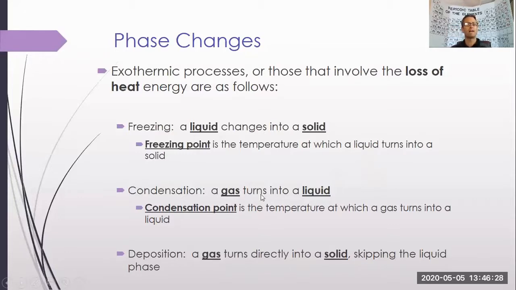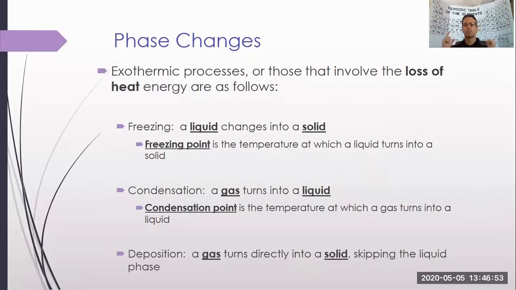Condensation is when you have a gas turning directly into a liquid. So condensation occurs on a hot summer day. You go outside with a glass of iced tea, and all of a sudden you notice that the outside of your glass is wet. Where does that wetness come from? Well, it comes from water vapor or water gas in the air. When it hits the sides of that cold glass, it cools down very quickly and turns into a liquid.